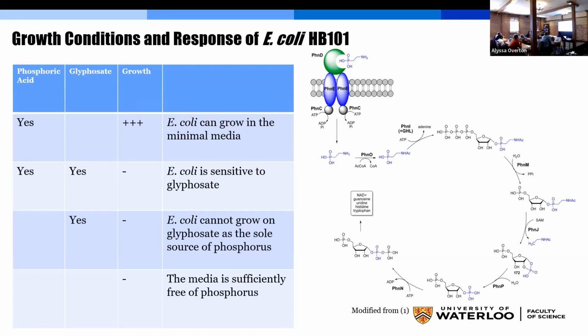But it's still a question: if it were resistant, how would it interact? We also did a good control to show that the media is free of phosphorus, with no added phosphonates. It takes quite a while to get it sufficiently free. So again, this question still reigns: how will E. coli react when you provide it with glyphosate resistance genes, or what is missing to allow E. coli to grow on glyphosate?